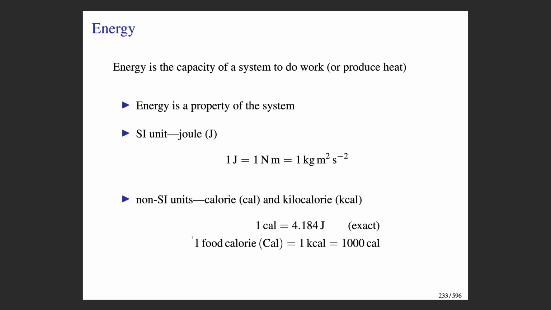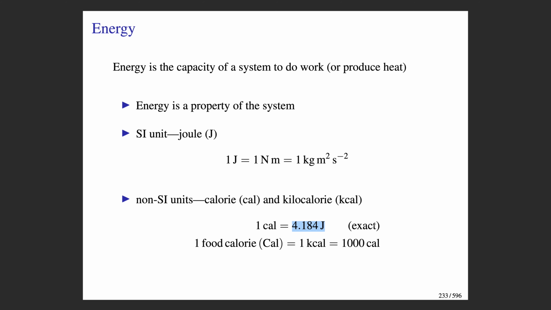So energy is the property of a system. The SI unit of energy is the joule, the capital J there for the symbol. A joule is equal to a Newton meter. And if you express newtons in the base SI units, you get 1 kilogram meter squared per second squared. So 1 joule is equivalent to this combination of base units. In some literature, you will also find non-SI units. For example, the calorie, lowercase c. 1 calorie is equal to 4.184 joules, and that is an exact conversion factor.